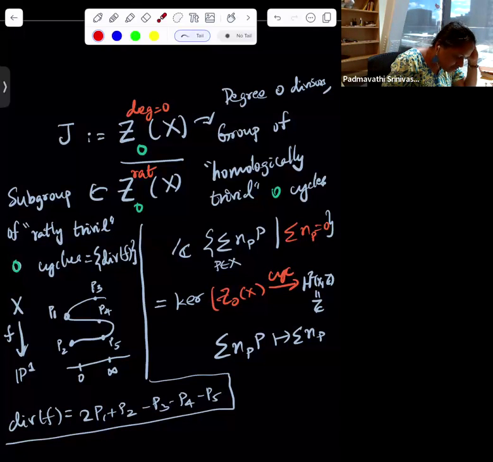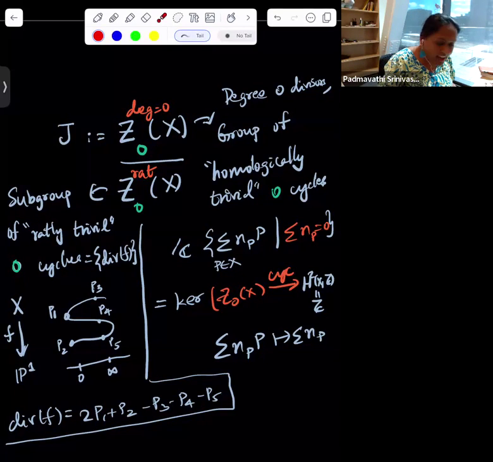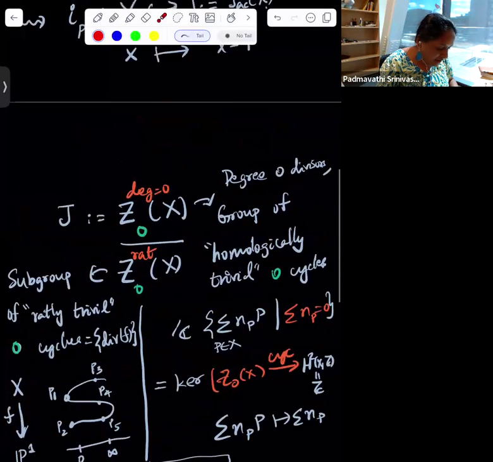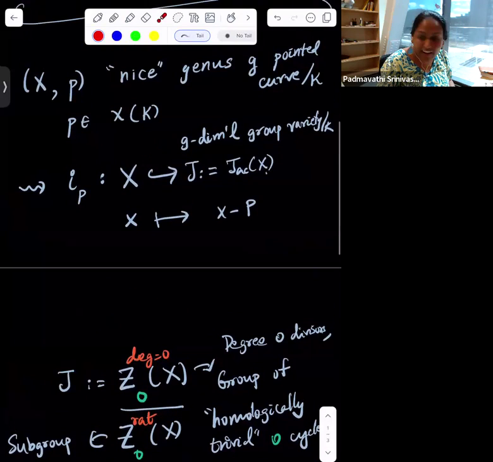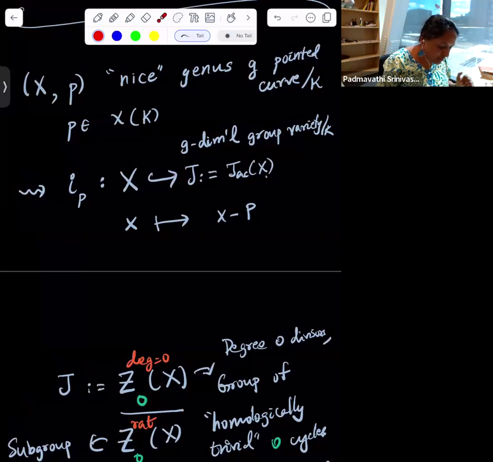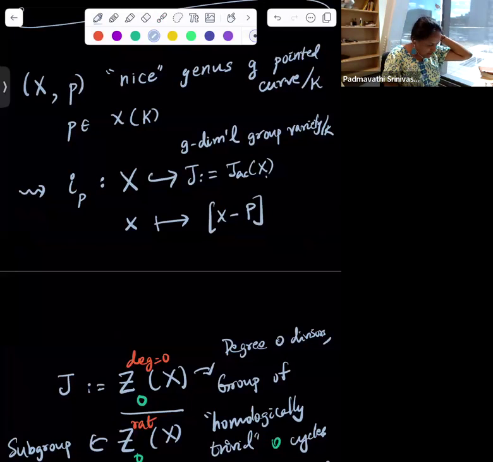That's how we build the Jacobian. So I'm being a little fast and loose about what field I'm working over. So you can build this for every field extension of K functorially. And one of the miracles that happens is that these groups, one for each field extension of K, very nicely assemble into the points of an algebraic variety. It's a miracle that the Jacobian is a variety, that this functor is representable. And you get a nice g-dimensional group inside which you can stick your curve. What we're really mapping X to is the class of this divisor, X minus P, right?